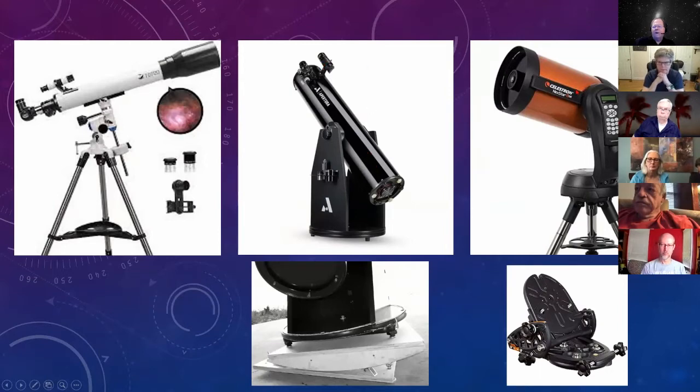And then we have the catadioptric right here, which a lot of people in the club own, these Celestrons. And so those are pretty much the three basic types of scopes. I thought I'd stop here now, let everybody else make some comments or if there are any questions. And you can unmute yourself, I think.